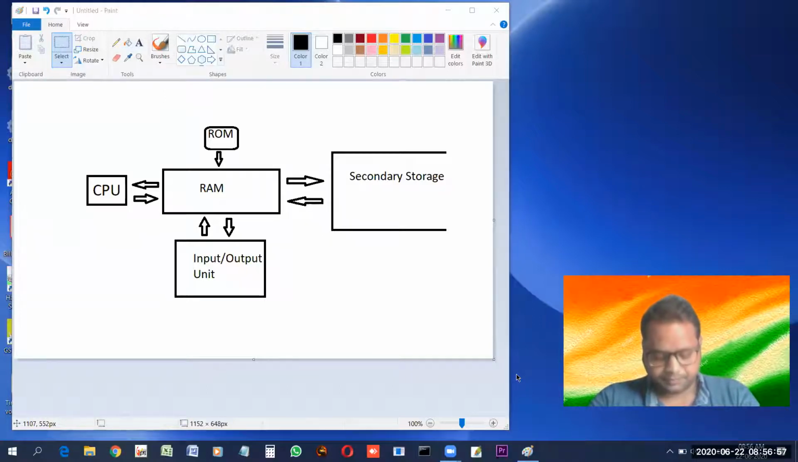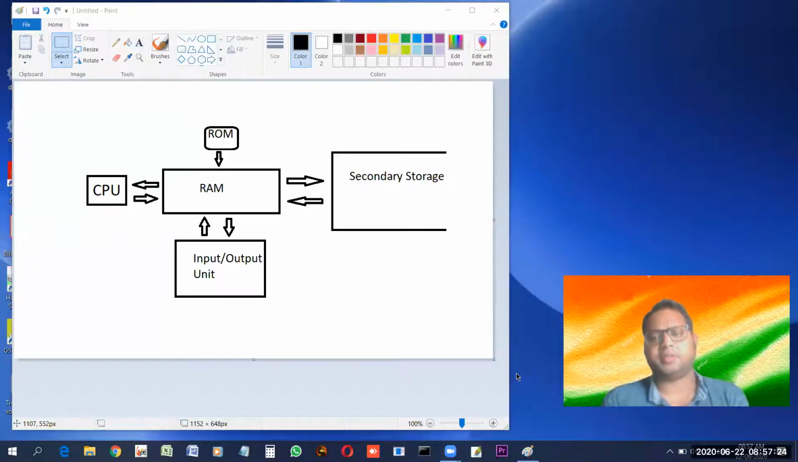So operating system is a large software, a big software. How big? I'll tell you about that also. Operating system is stored or installed in secondary memory. Why is the operating system installed in secondary memory?